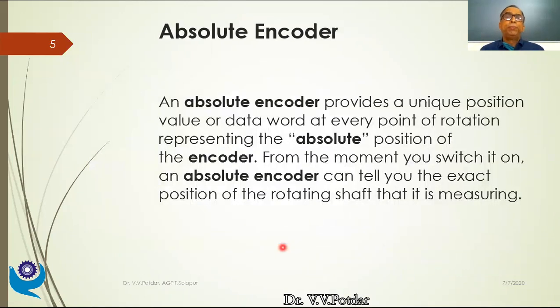If you just see here, an absolute encoder provides a unique position value or data word at every point of rotation, representing the absolute position of the encoder. From the moment you switch it on, an absolute encoder can tell you the exact position of the rotating shaft that it is measuring. So it essentially gives me information about the position of my rotating shaft. So I repeat, it is not just used for measurement of position of a rotating shaft. I can have linear encoders as well.